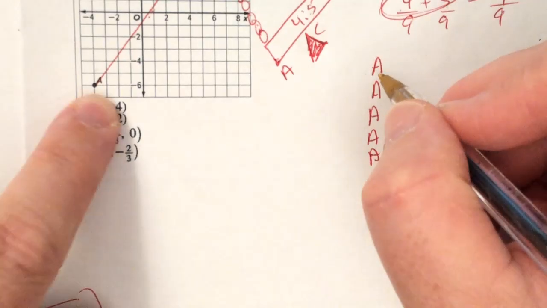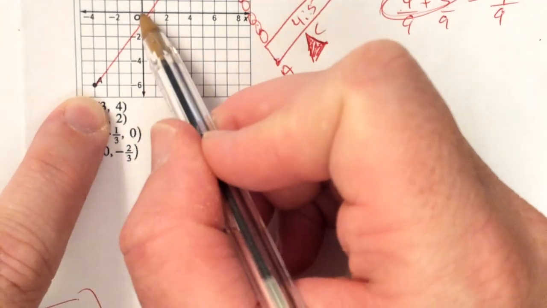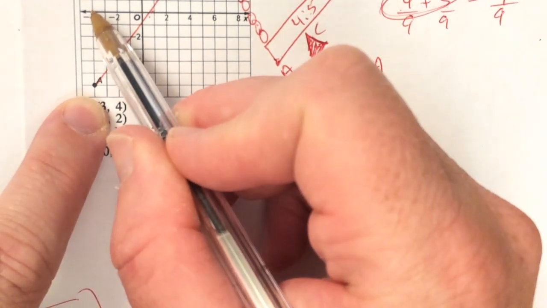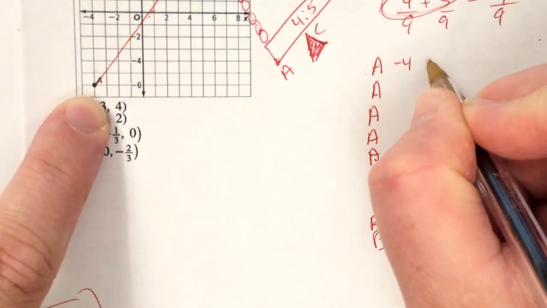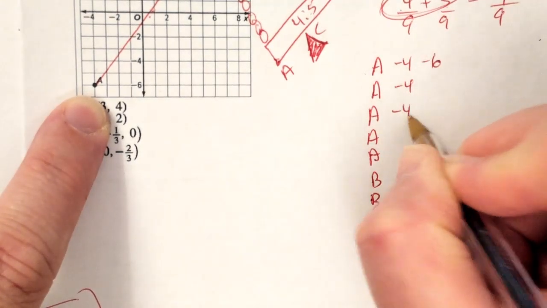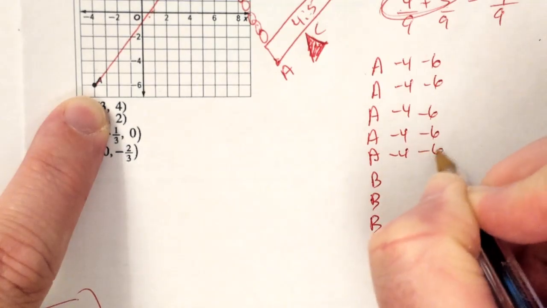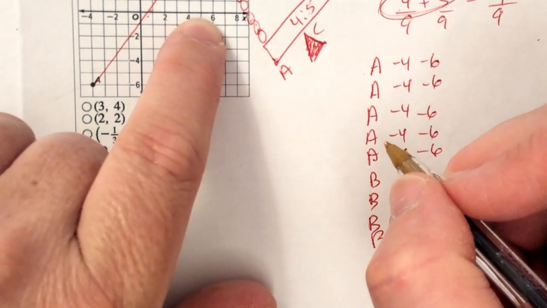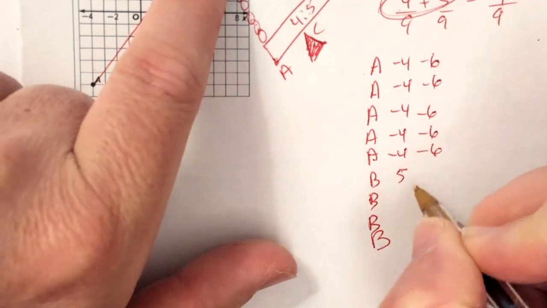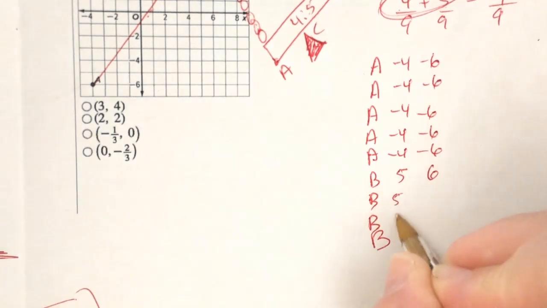All right, now what was the coordinate? Your coordinate for A is (-4, -6), and I write that 5 times. And your B was (5, 6), and I write that 4 times.